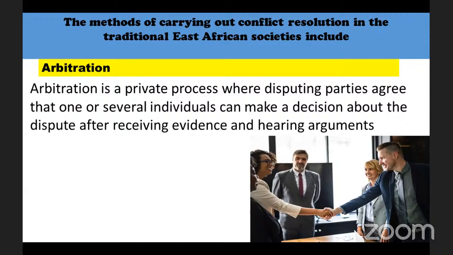If you have a conflict with somebody, you agree, let us explain our conflict to somebody such that he or she makes a decision for us. So we normally call that arbitration. Arbitration was one of the methods of carrying out conflict resolution in the traditional East African societies.